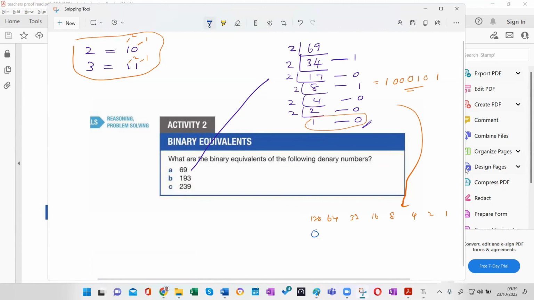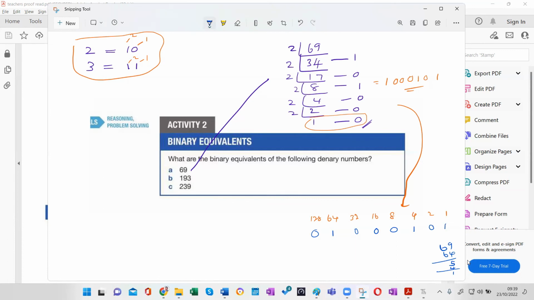Do you have 64s? Yes, there's 1 64. So 69 minus 64, you have balance 5. In 5, we don't have 32s, we don't have 16s, we don't have 8s, we have 1 four, and the balance is 1. And we don't have 2s in that, and we have 1 one in that. That's the answer. Easy, right? Okay, understood. Yes, sir. We can discard this leading zero. So the answer is 1 0 0 0 1 0 1.